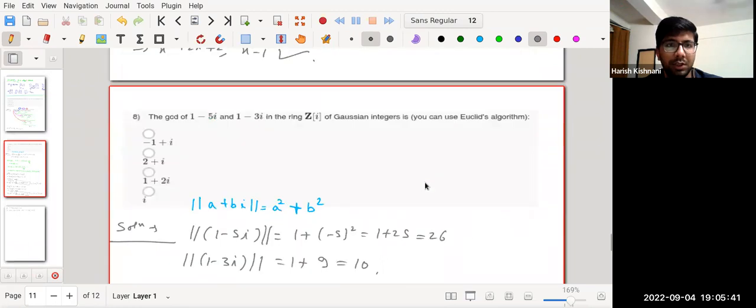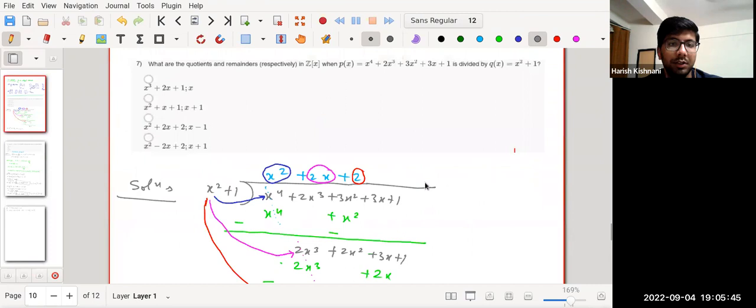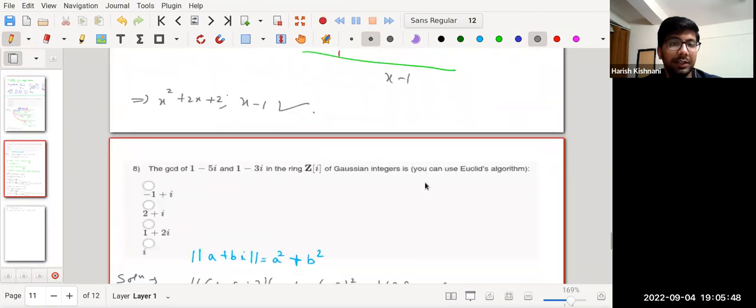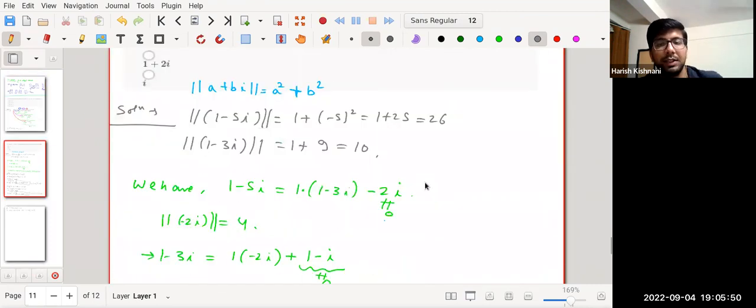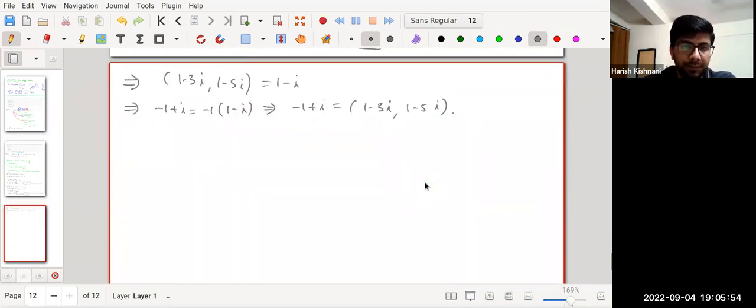Tomorrow, Shubhajit will take another live interaction session in which he will discuss the rest of the seven problems from this assignment. And I request all of you to attend his lecture also, so that you get everything from this assignment. And if you have any doubt in any of these questions, you can list them out, and we can discuss them in the next live interaction session.